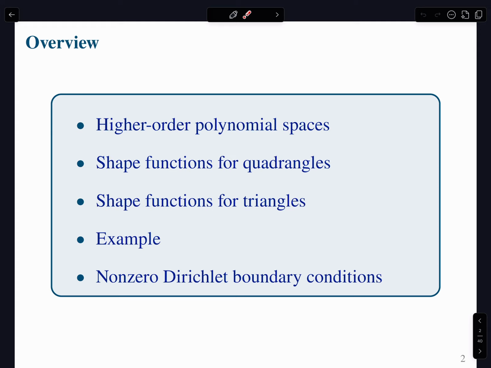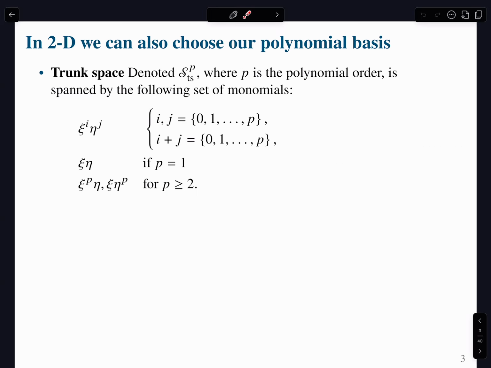And the other issue that we have to deal with is the non-zero essential Dirichlet boundary conditions, because if you remember, now that we have shape functions inside the element that are of high order, well, along the edges, we are going to lose the partition of unity property. And this is going to make it kind of hard to prescribe non-zero essential boundary conditions. And so we have to deal with this. And we're going to see 2 strategies on how to deal with this.